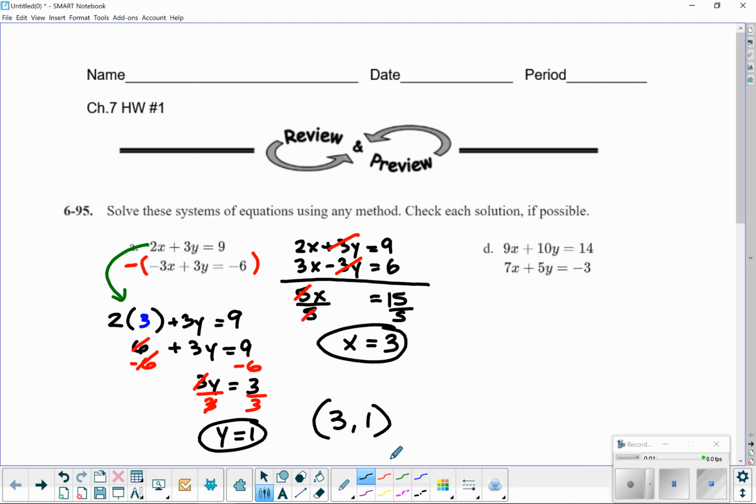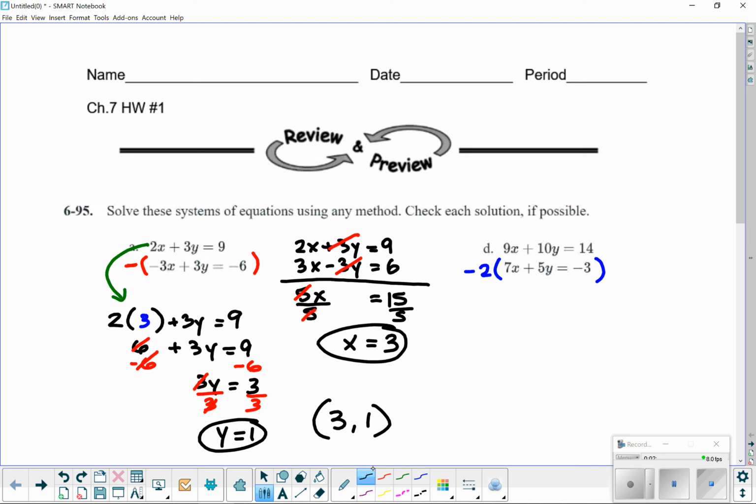Okay, letter D. So looking at this, I'm going to use the elimination method again, except I'm going to multiply the bottom. I'm going to get rid of the y's again. You can get rid of the x if you like, but I'm going to get rid of the y's. And I want these y's to become 50 and negative 50, right? So I need a negative 5, or excuse me, negative 2 at the bottom. Oh, actually, no, I just need negative 10, right? So I need the y's to be 10.